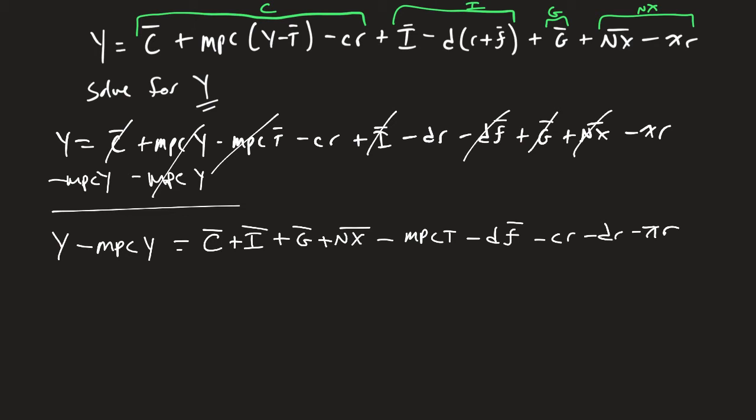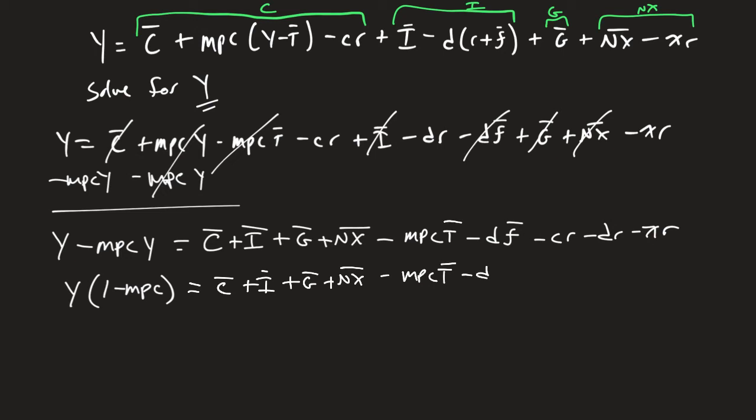Let's put these things together to make it a little easier. The next thing is to factor out a Y on the left-hand side. Y is taken out of the first term, which gives 1 minus MPC. If I take a Y out of Y, I'm left with 1, and if I take a Y out of MPC Y, I'm left with MPC. I'm trying to isolate the Y so I can solve this. The right-hand side is the same: C bar plus I bar plus G bar plus NX bar minus MPC T bar, minus D F bar.